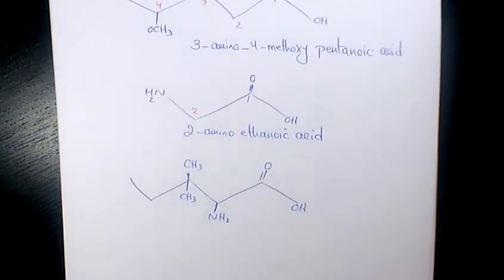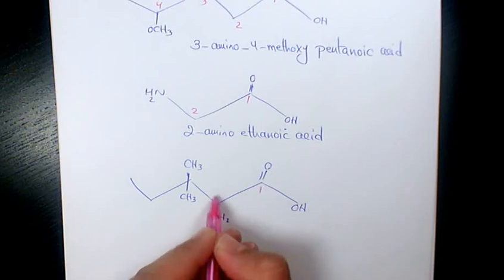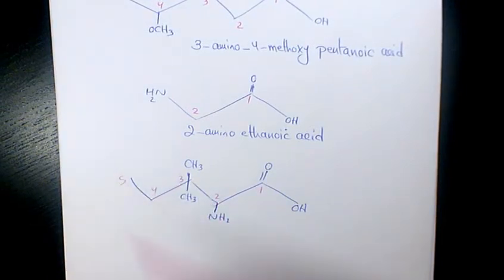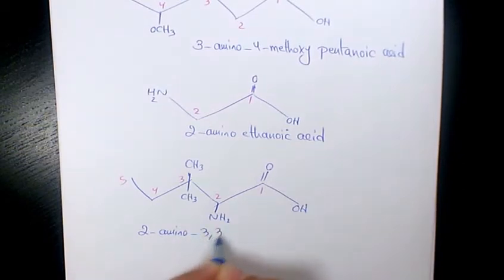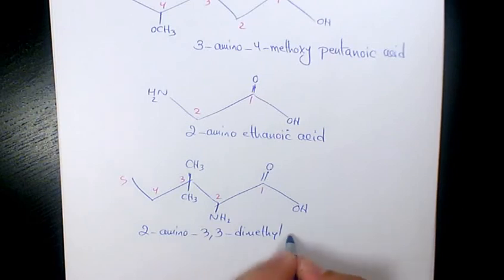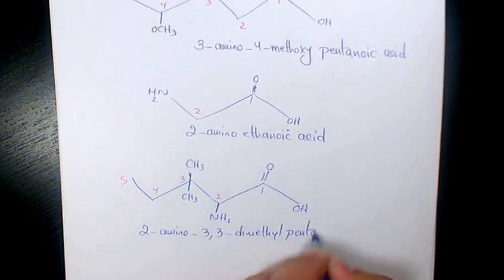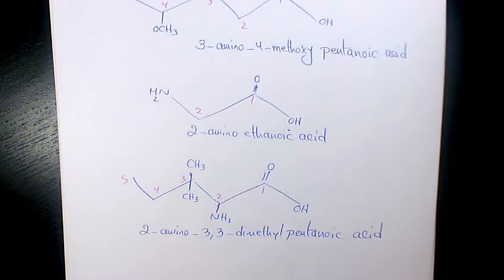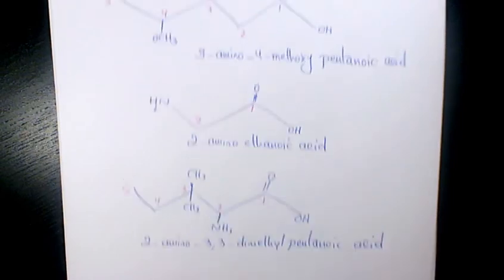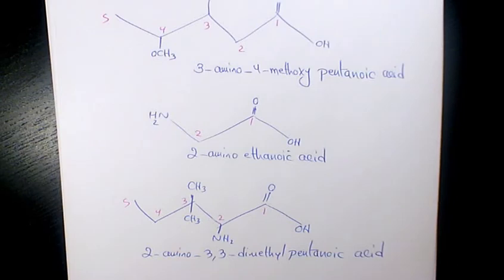And then we have 1, 2, 3, 4, and 5. We have methyl and methyl. We have amino. So we have 2 amino, 3 and 3 dimethyl pentanoic acid, because we have 5 carbon atoms. So that's going to be the name of all these 3 organic compounds.